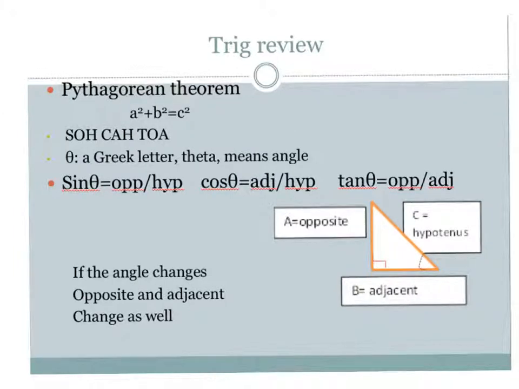Our first topic of discussion for today is a very brief trigonometry review. We're going to keep it brief today because we will look more at trig later on when we need to use it.